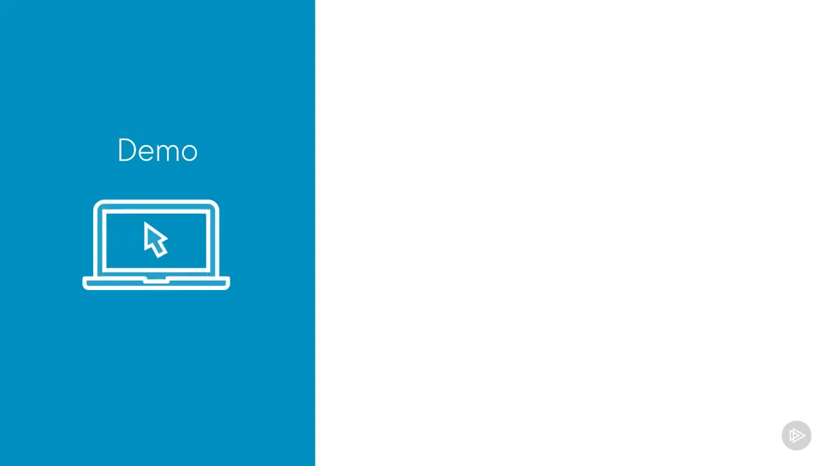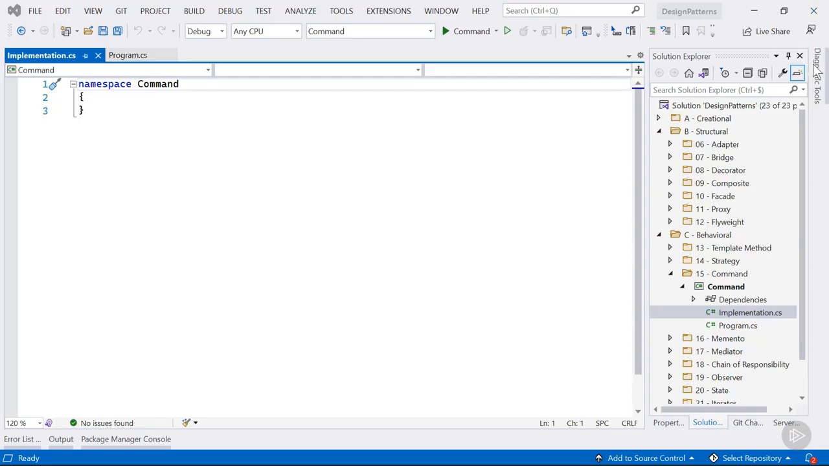In this demo, we will implement the use case we covered when describing the command pattern. The first thing we'll need for that is a bit of plumbing code. We need classes for our employee, for our manager, and we also need a repository. Let's start with the employee.